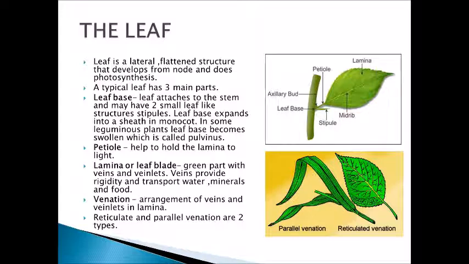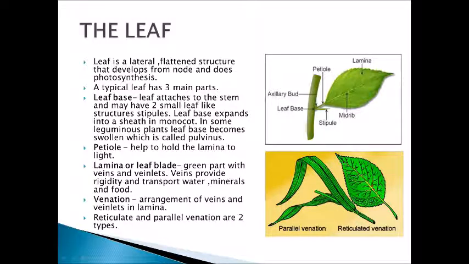The next part is venation. Venation is nothing but the arrangement of veins and veinlets in the lamina. There are two types of venation. One is reticulate venation. You can see it in this. This is the main midrib. These are the veins and the smaller ones are the veinlets.